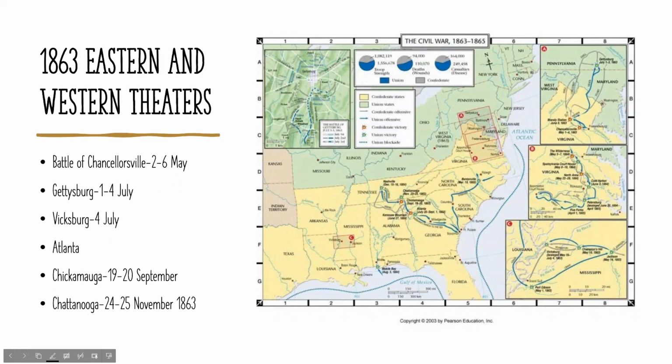So 1863, what happens here? Starting with the Eastern Theater. We're going to start with the Eastern Theater this time. Two major battles that we need to know about. The first one is the Battle of Chancellorsville.